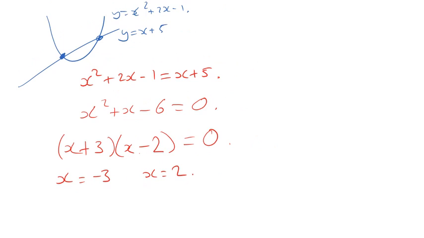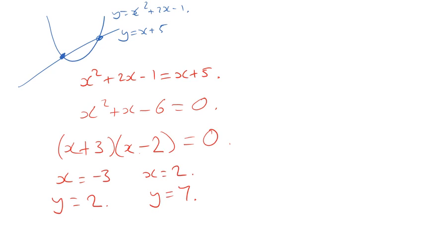Now, to find out what the corresponding y values are, I'm going to plug them into one of these. I think I'll choose the easy one, right? y equals x plus 5. Okay, so if x is -3, well, that is going to mean that y is 2. If x was originally 2, that means that y is going to be 7.